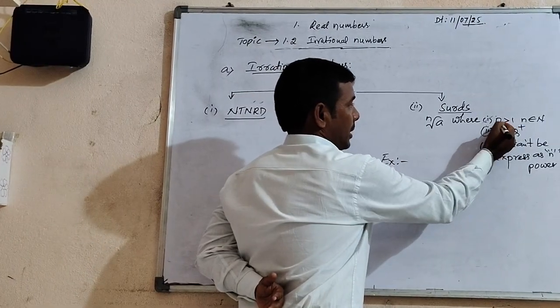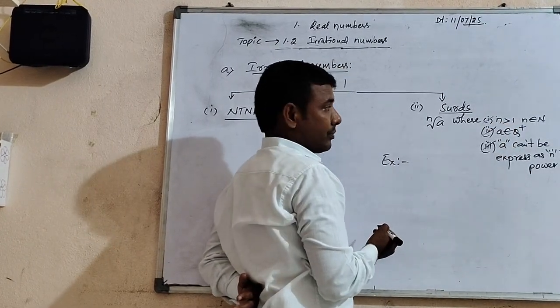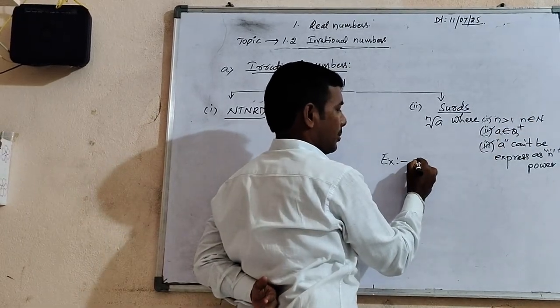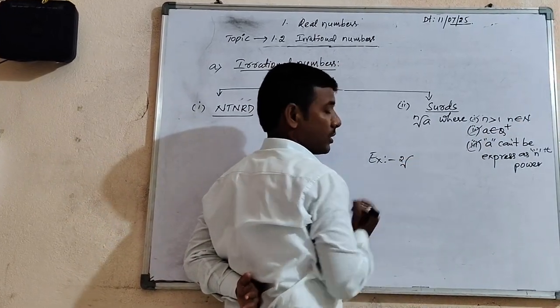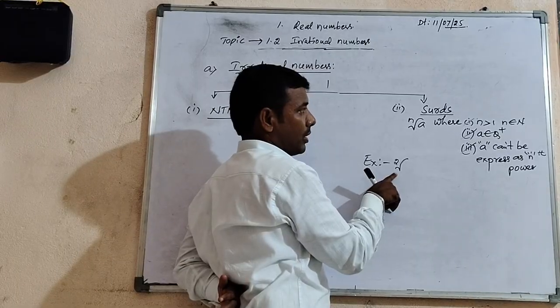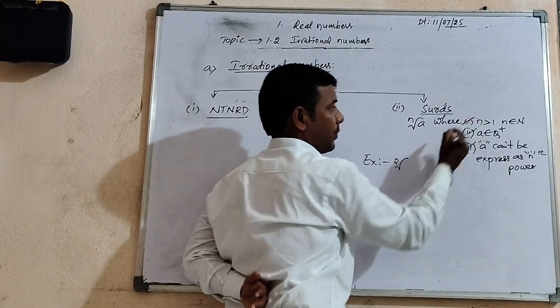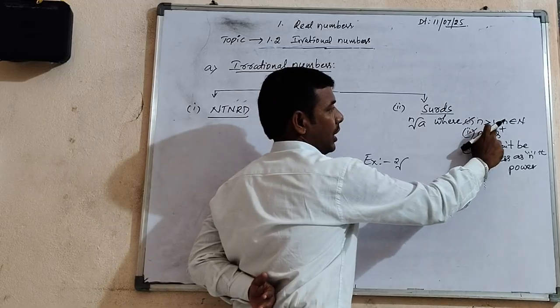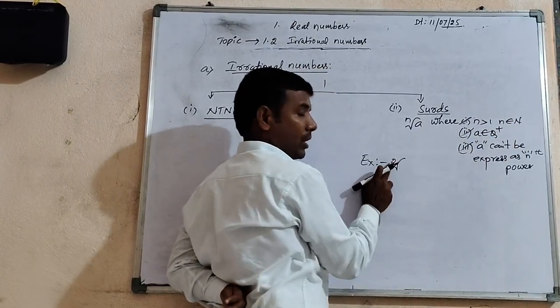The n value is greater than 1. It must be a natural number. For example, take n as 2. Now, second root. This is what tells you. We are talking about the first condition. The n value is more than 1, and it must be natural. That's why, can I take 2?